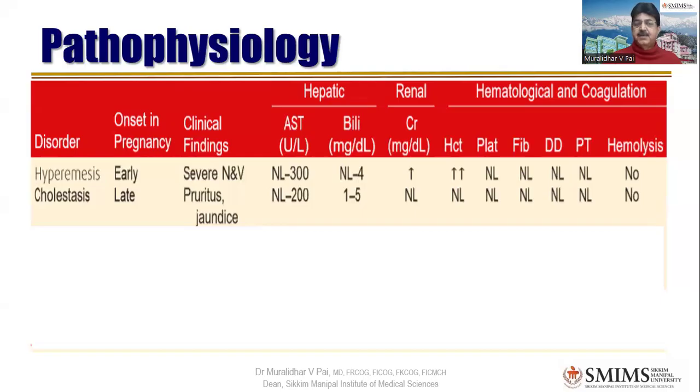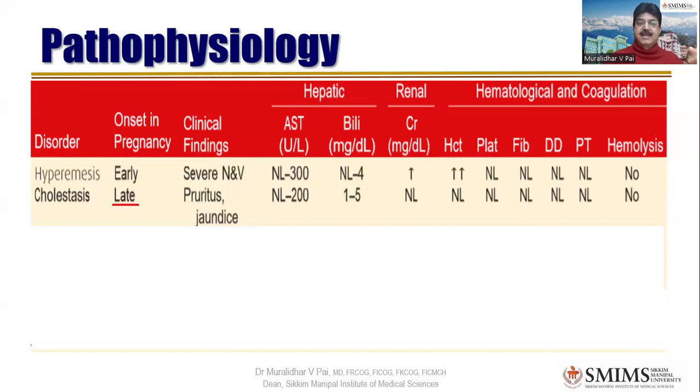One is late onset compared to hyperemesis, which is early onset. The second differentiating point is that renal parameters are normal in cholestasis of pregnancy, whereas in hyperemesis, they're elevated mainly because of hemoconcentration and hypotension, and there's lack of blood supply to the kidneys. Hematocrit is normal again. This is another differentiating point between hyperemesis and cholestasis. If you just see above, it is a double arrow up. It is highly elevated hematocrit because of hemoconcentration. Again and again, I'm saying the same thing. Rest all is of course the same, normal, and no hemolysis here also.